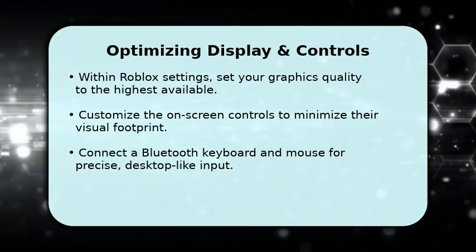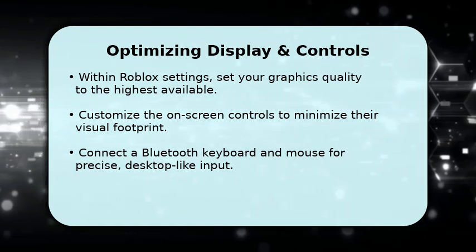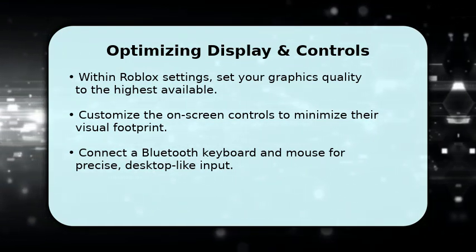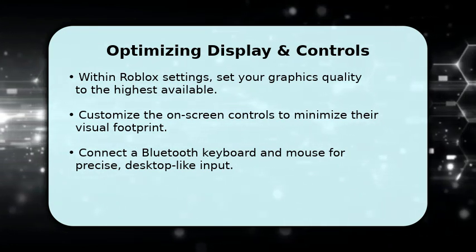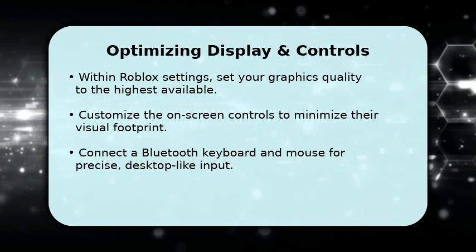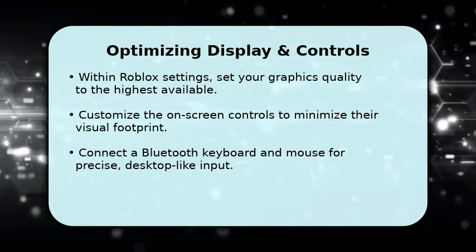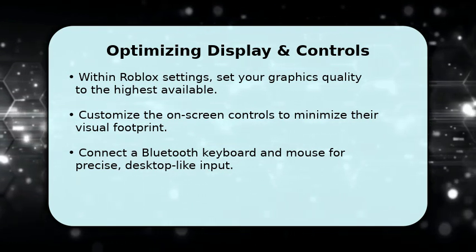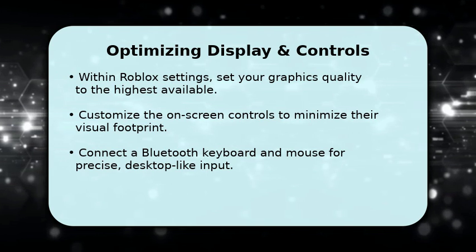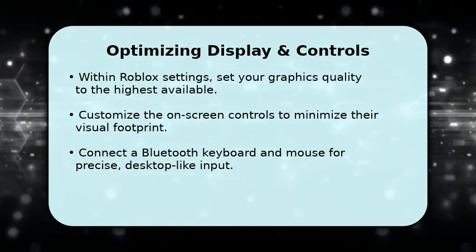Now, let's optimize your in-game experience. Open the Roblox app and dive into its settings. Find the graphics quality slider and push it all the way to the maximum setting for crisp visuals. Next, explore the on-screen controls customization options. You can often resize or hide certain buttons to make your display less cluttered. For truly authentic PC control, consider pairing a Bluetooth keyboard and mouse to your mobile device, offering much greater precision.